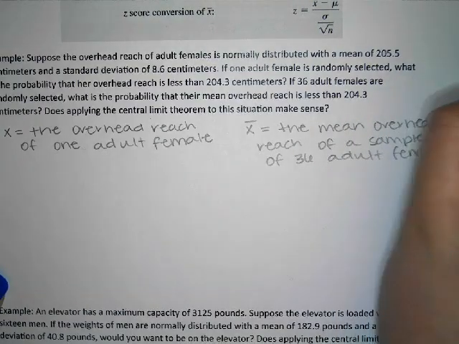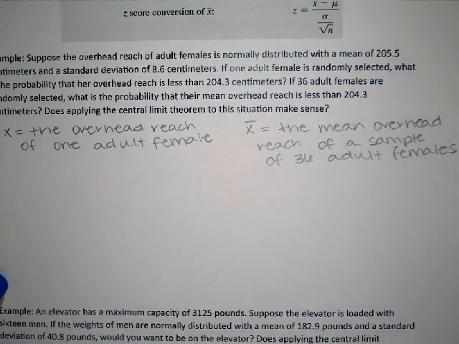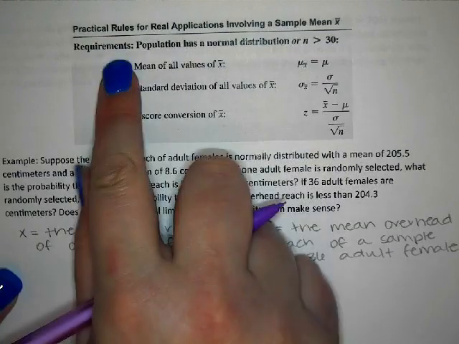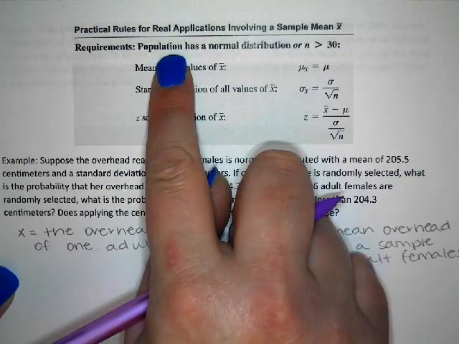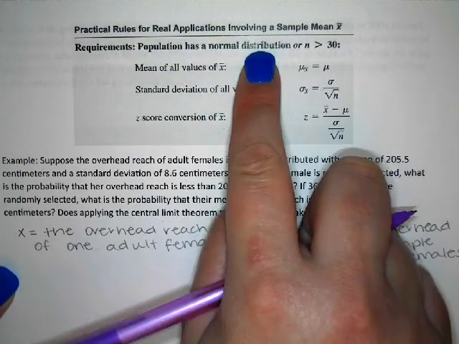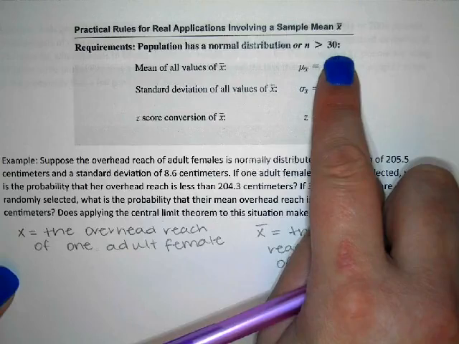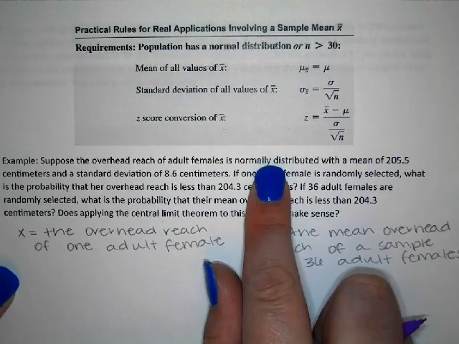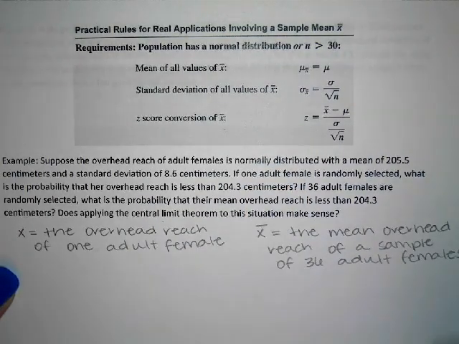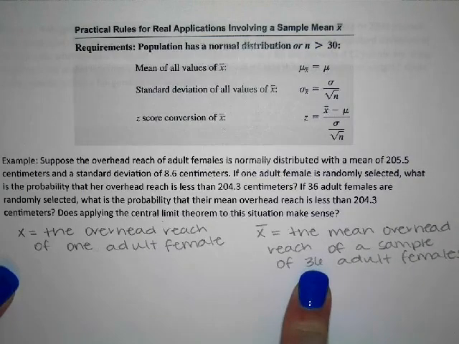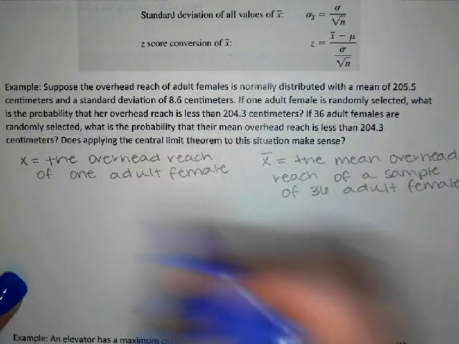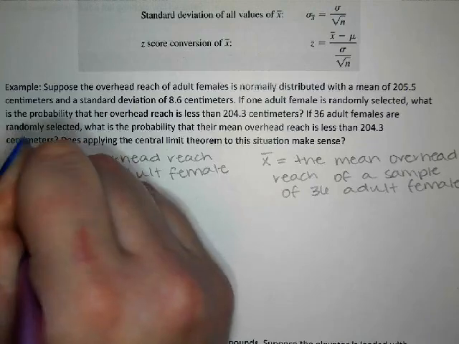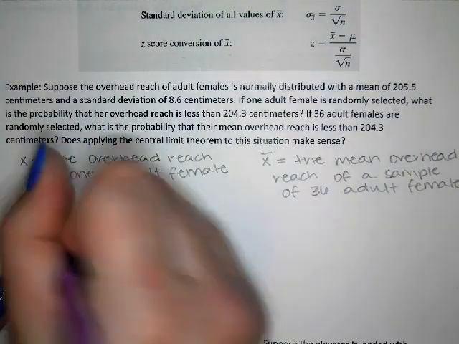So if we look at this, the requirements are to make sure your population has a normal distribution or that your sample size is greater than 30. So here they say we have a normal distribution, so we already know we can use it. We also have a sample size that's greater than 30, so we've got both requirements met there. All right, so here it says if one adult female is randomly selected, what is the probability that her overhead reach is less than 204.3 centimeters?